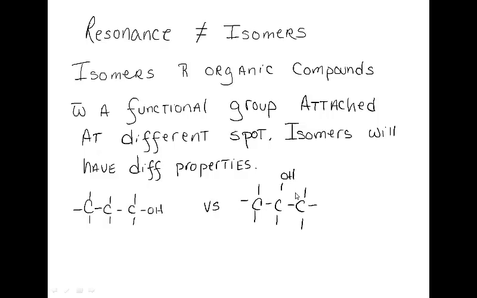Resonance is not the same as isomers. Isomers are traditionally organic compounds with a functional group attached at a different spot. Isomers will usually have the same number of atoms, the same type of atoms. It's just that the functional group, which here is an alcohol, is at a different spot on the chain of carbons. Notice on the left, the functional group is on the third carbon, and on the right it's on the middle one. Isomers have completely different properties, completely different substances. So do not mistake resonance with isomers.